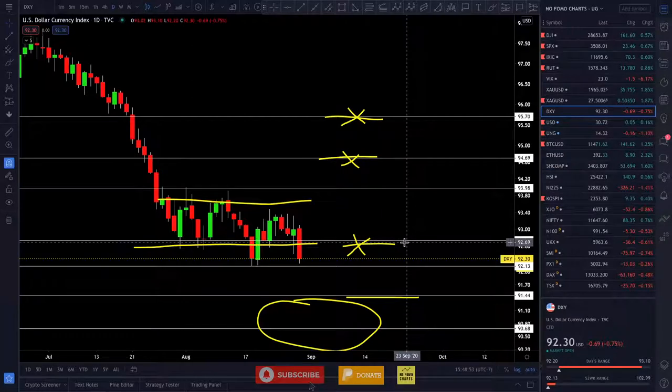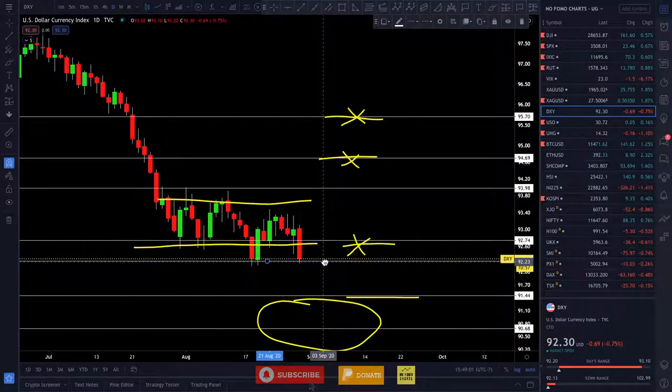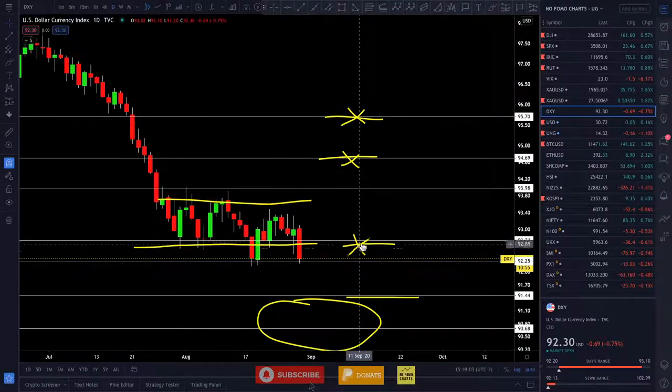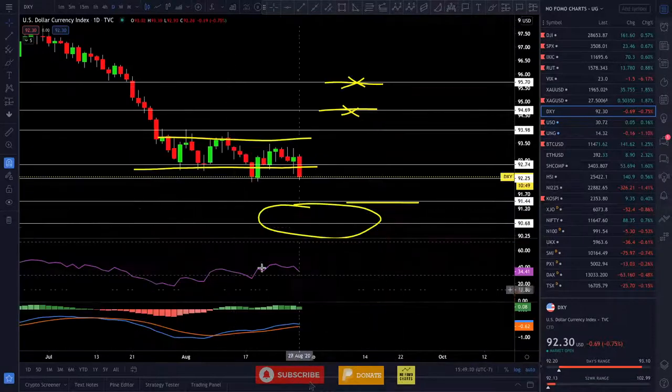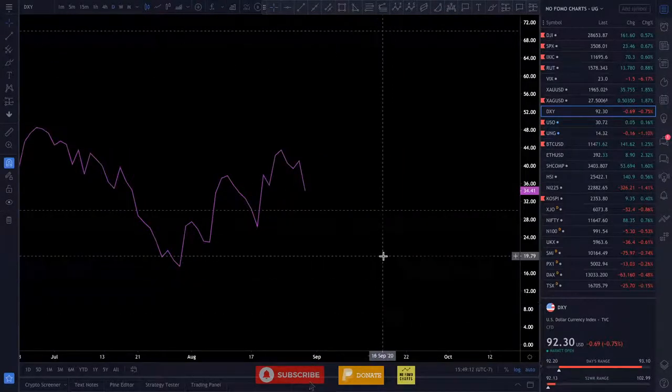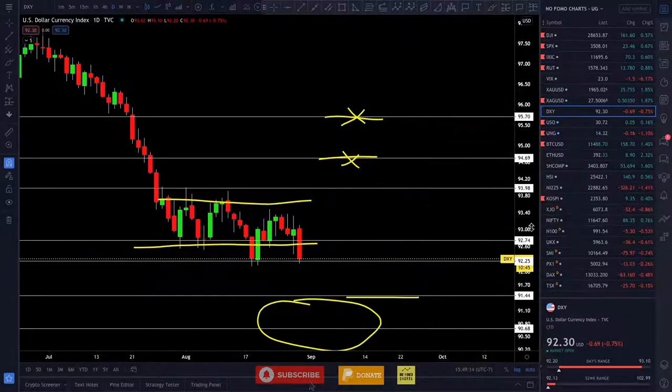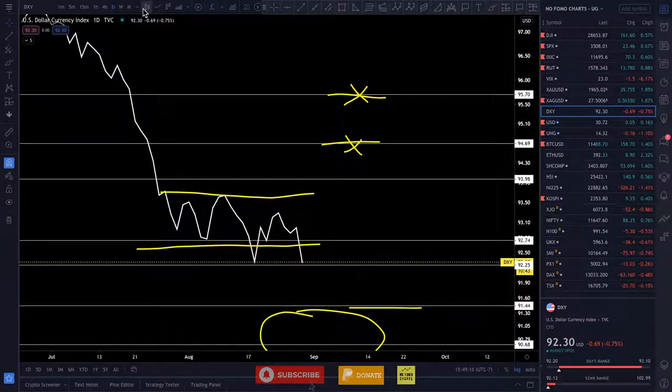The US dollar currency index, DXY. So right here, this support at 92.11, 92.25 is holding. Okay, so I'm going to erase this target here. Erase this one. Interesting, interesting setup on the bottom. So, finding some kind of temporary bottom on the dollar currency index.